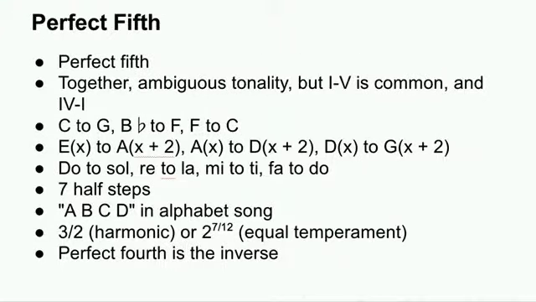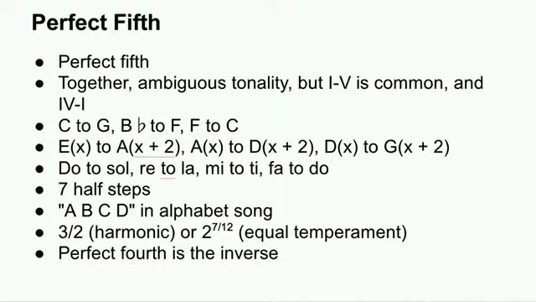The next interval is a perfect fifth. Again, just like the perfect fourth, it's ambiguous tonally, so you can't tell whether this is a major chord or a minor chord if you only have the fourth or a fifth. But 1 to 5 is common, and 4 up to 1 is pretty common. Some examples are C to G, or B flat to F, or F to C.